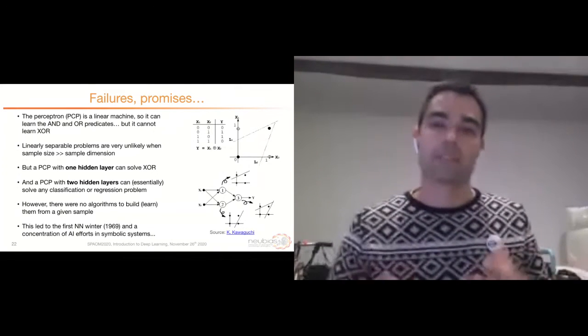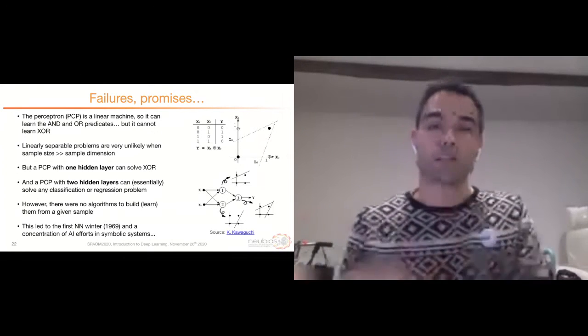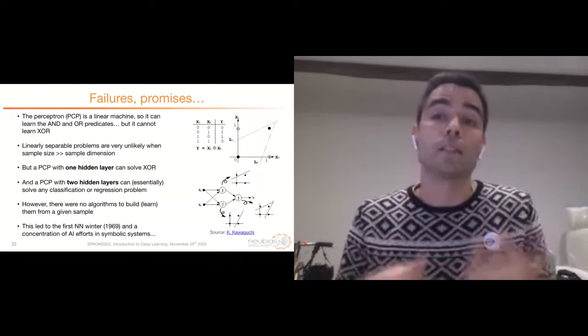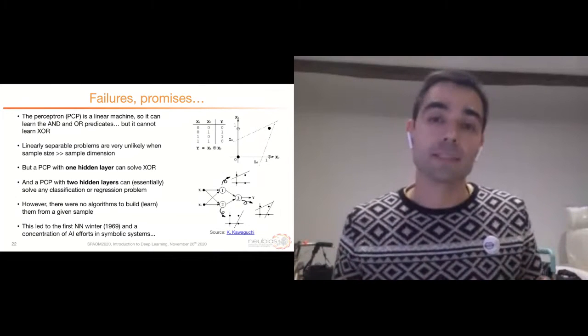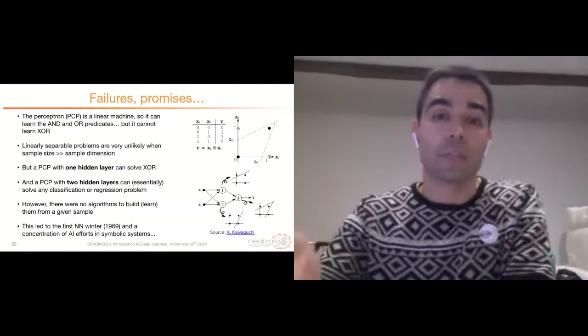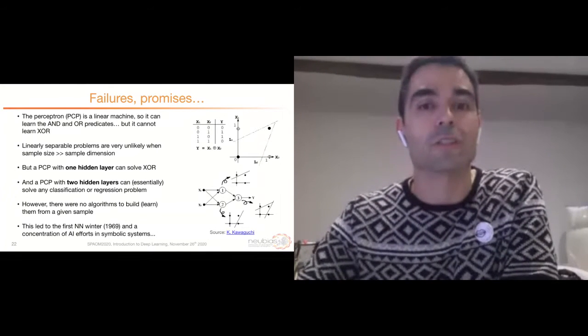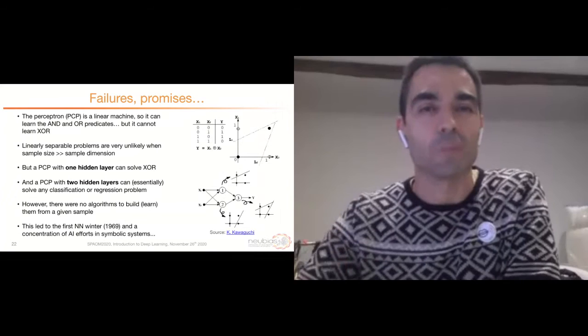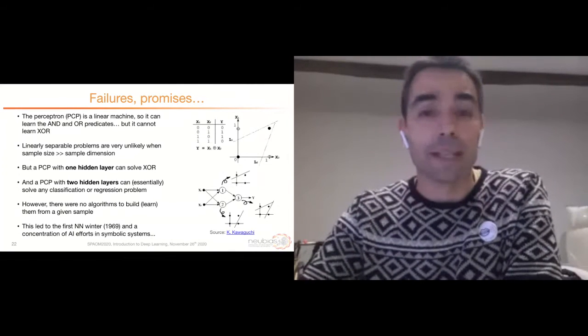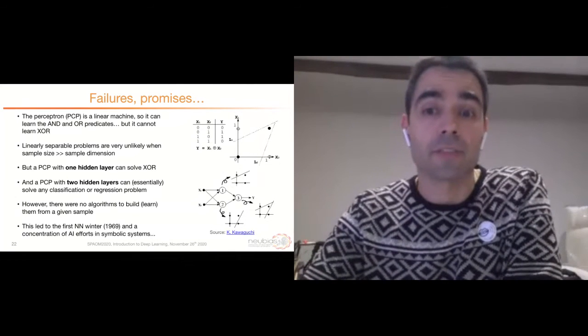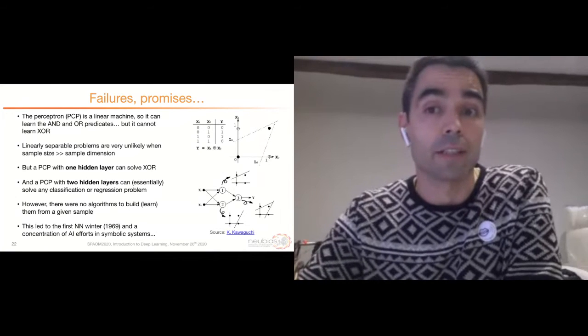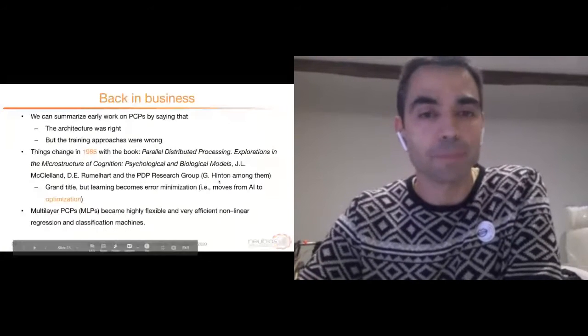So we can summarize the early work on perceptrons by saying that the architecture was right, but nobody knew how to train them. This changed in 1986 with the appearance of this book, Parallel Distributed Processing, Explorations in the Microstructure of Cognition, Psychological and Biological Models, by a group of people in which Jeff Hinton was already there. Jeff Hinton is one of the current stars in deep learning.